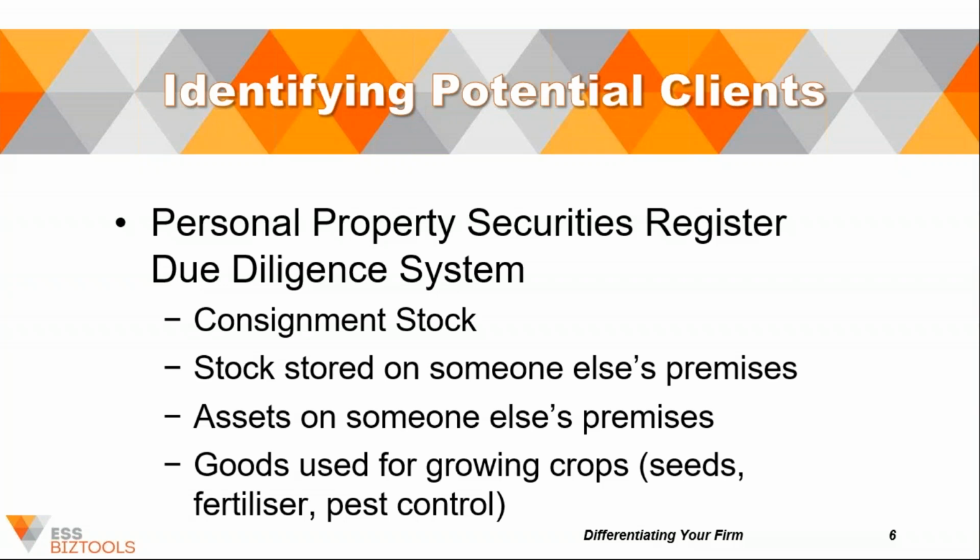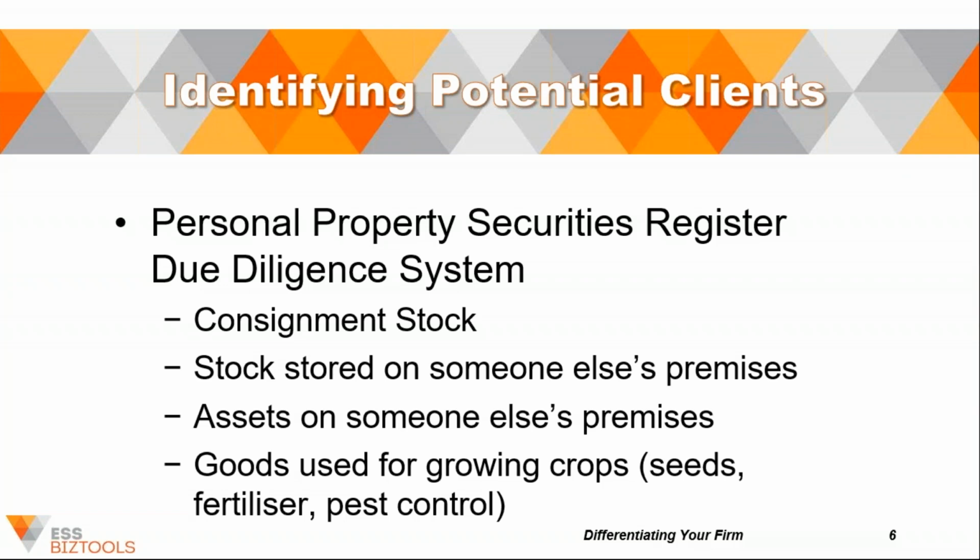The next scenario under the Personal Property Securities Register is stock stored on someone else's premises. Now, a lot of businesses do store stock on other people's premises. They've really got no idea what the financial position is of that landlord. But if their stock is stored in someone else's premises and they have not registered that landlord on the Personal Property Securities Register, then they are potentially able to lose that stock if a liquidator, a receiver, or a trustee in bankruptcy is appointed to that landlord.